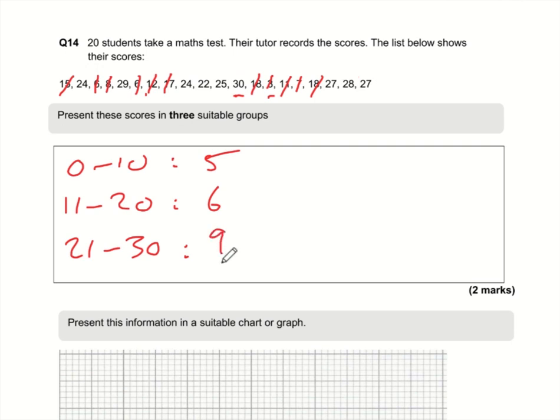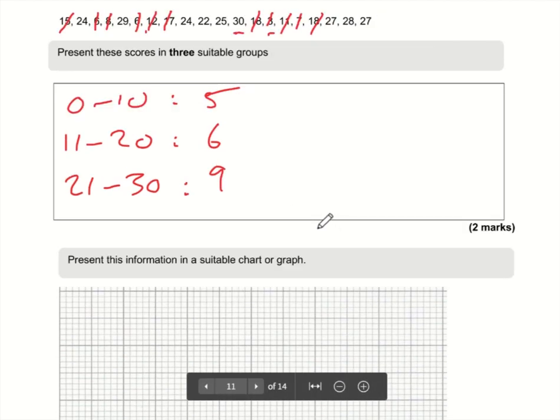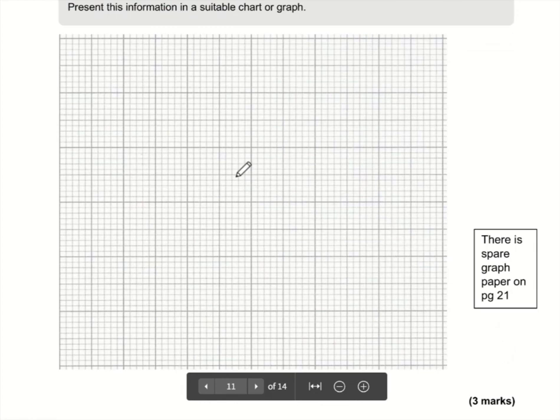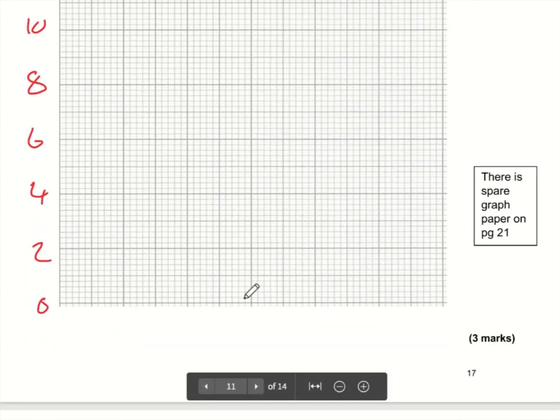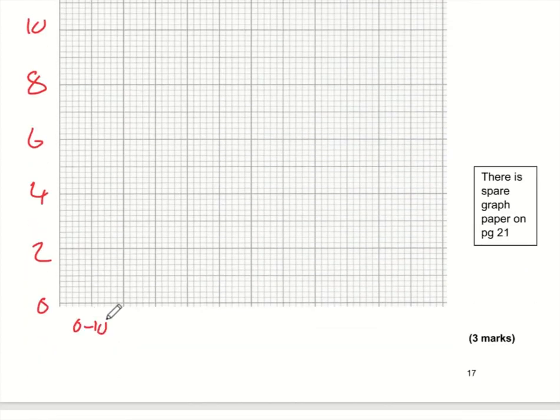There we go. So we want to present this information in a suitable chart or graph, so I'm going to use a bar chart, and we can see the maximum value is 9. So given the space here, I'm going to go up in 2, so 0, 2, 4, 6, 8, 10. And since I'm going to have 3 bars, I've got plenty of space, so this will be 0 to 10 up to this point here.